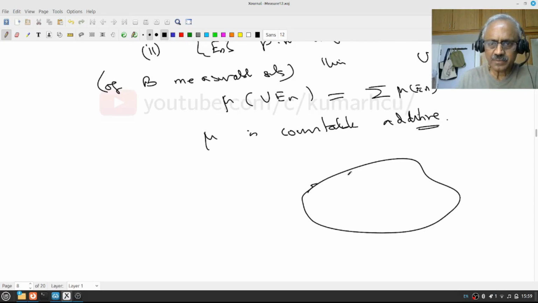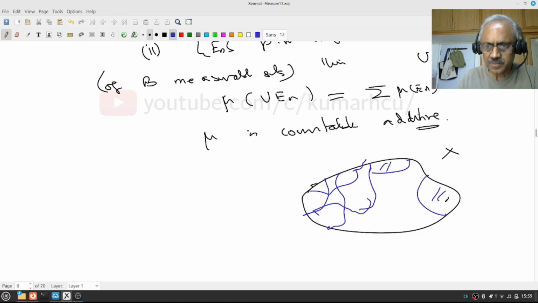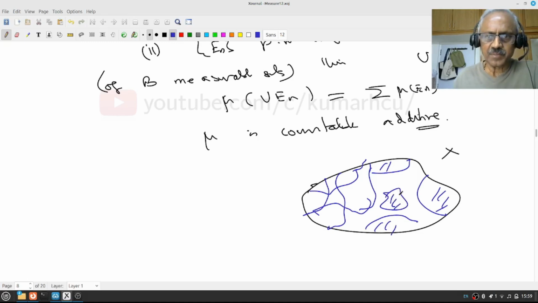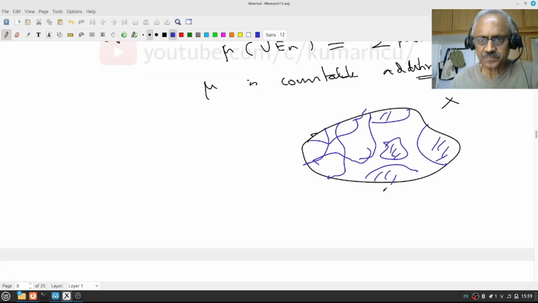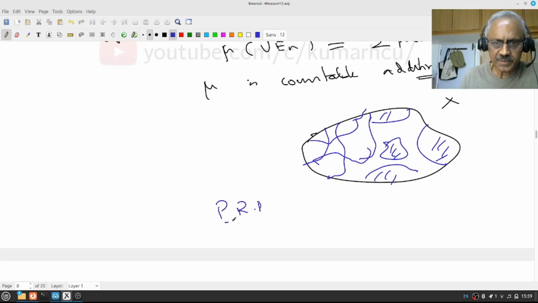So I have X. These are my good subsets, whatever is encoded, you think of these as good. These are all my elements of B, and mu is countably additive on such sets. So learn the definition.